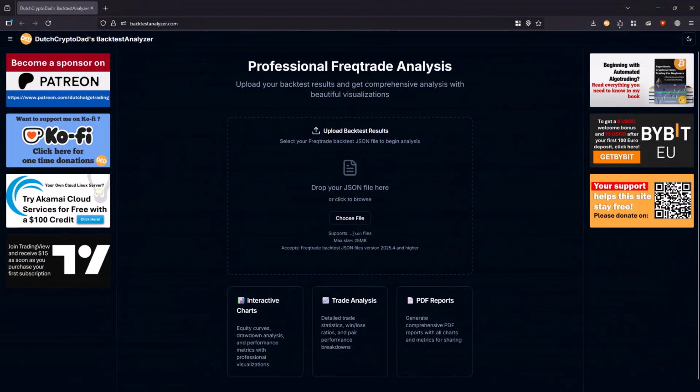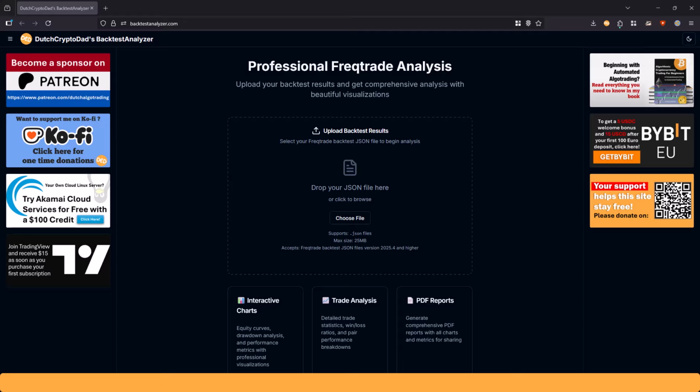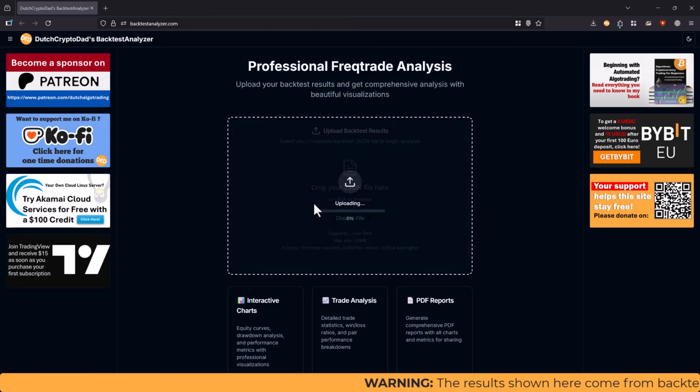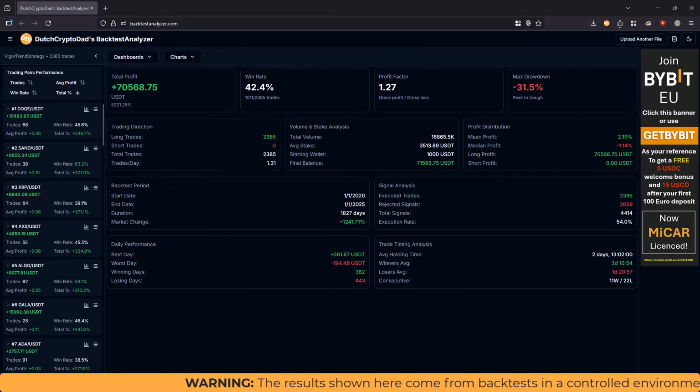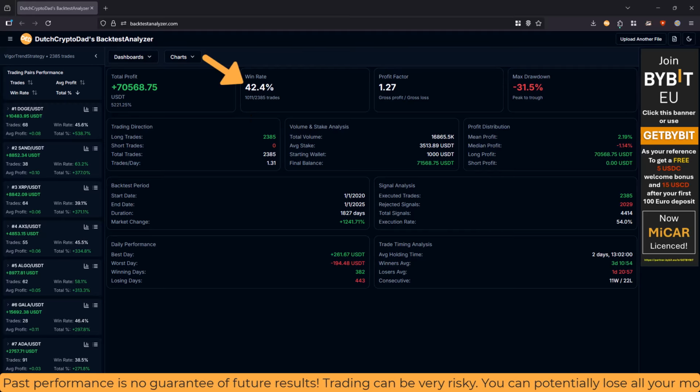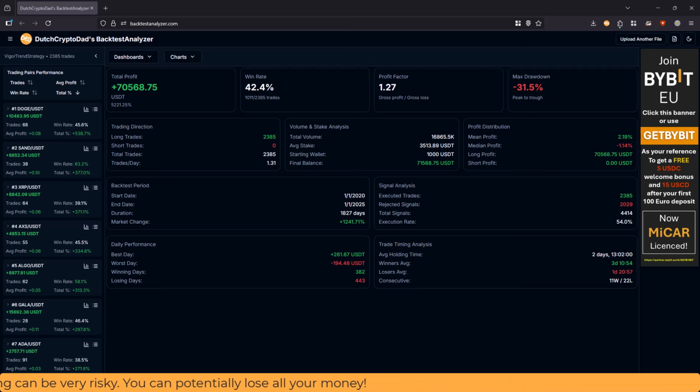The backtest results of this daily timeframe strategy clearly show that this has great potential. When tested on a 5-year period with at least 50 different crypto pairs, I get the following results. The average profit on 2,385 trades is 2.19%. With a 42% win rate and a profit factor of 1.27, this clearly looks to be that we have a good strategy in our hands.